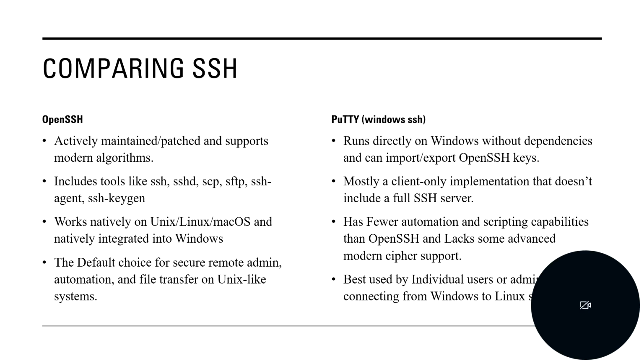And the other one that I chose to compare is Windows PuTTY. It runs directly on Windows without dependencies and can import and export Open Secure Shell keys. It is mostly a client-only implementation that doesn't include a full Secure Shell server. It has fewer automation and scripting capabilities than Open Secure Shell and lacks some advanced modern cipher support. It is best used by individual users or administrators connecting from Windows to Linux systems.